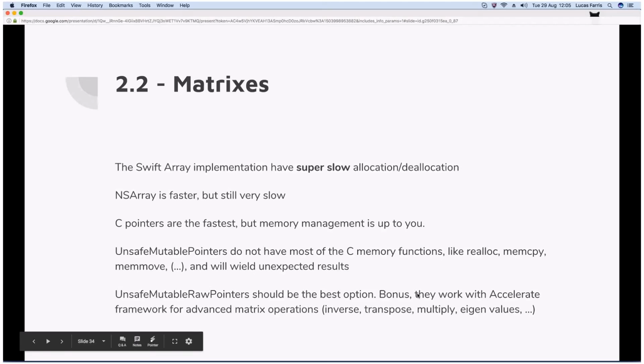And the bonus here, as I wrote, is that they will work with the Accelerate framework. And if you don't know what the Accelerate framework is, it is an Apple framework to do advanced calculation on matrices. So if you have really big matrices, but they have to be unsafe mutable raw pointer matrices, they're going to have faster algorithms for inverting and transposing matrices. I don't know how it does it. I was thinking it somehow uses the graphics card for this on the iPhone, but I'm not 100% sure. But it has good performance, especially for the eigenvalues if you're running principal component analysis.